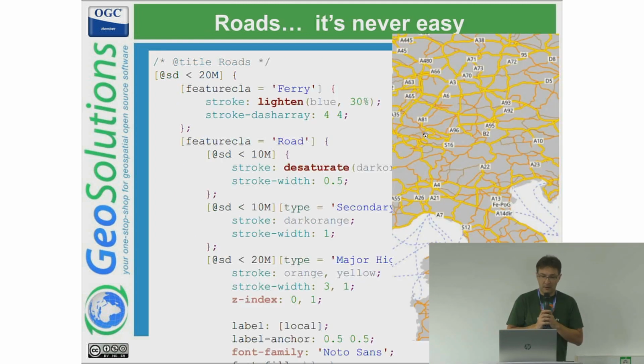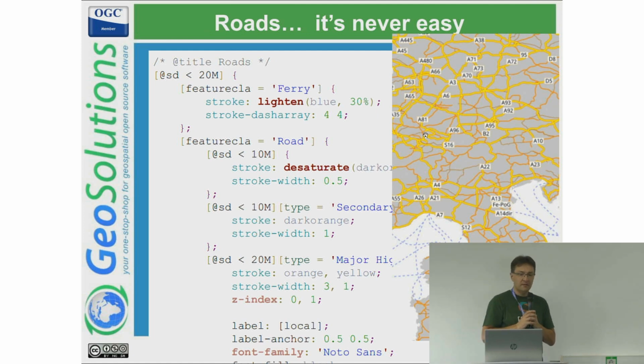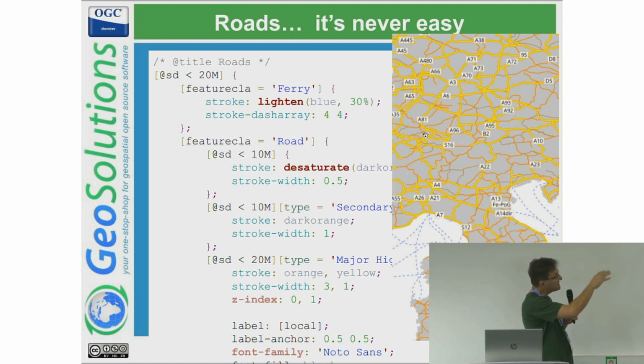Roads. Well, roads are never an easy use case. In this case, we have many nested rules controlling the various classes of roads. So we have ferry type, which are actually not roads, but ferry routes on the sea, which are displayed with a dash array. And the roads are classified by their category, primary, secondary, and so on.